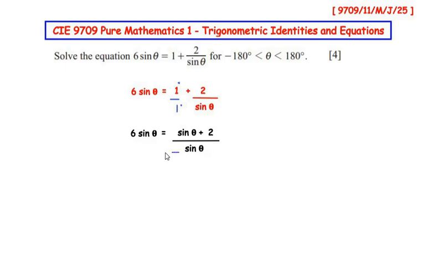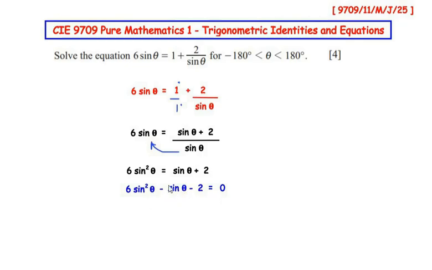Now let us take sine theta on the other side of equal to sign so that it multiplies with 6 sine theta. So we get 6 times sine theta gives us 6 sine square theta is equal to sine theta plus 2. Now let us take these two terms on the left hand side. So we get 6 sine square theta minus sine theta minus 2 equal to 0.